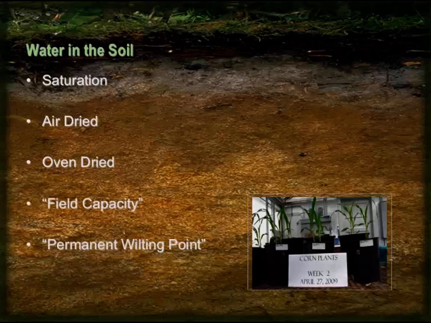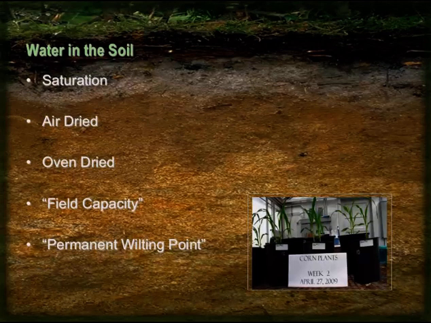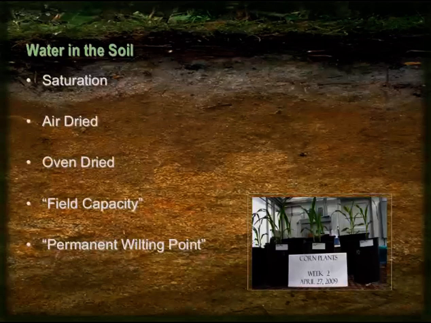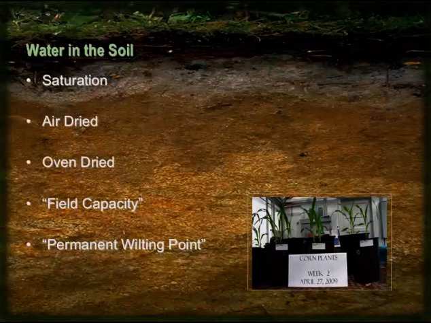A few more terms that we need to learn about. The first one is field capacity, and the next one is permanent wilting point. So field capacity is the point at which a soil can hold water such that it will not drain anymore due to gravity. You can look up that definition in your book, but basically think of it like this.